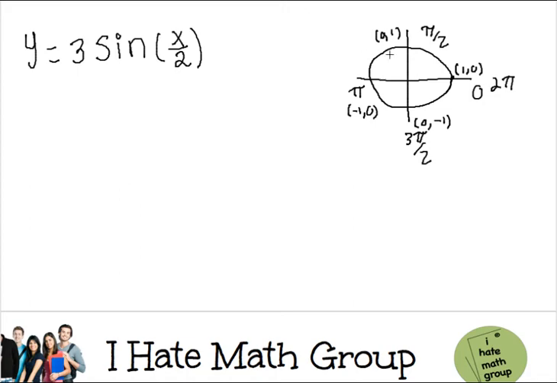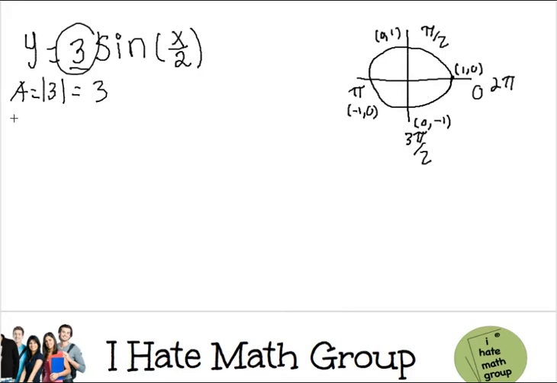Hi guys, welcome back. So in the first video we learned how to graph y equals sine of x. Now let's do something a little bit different. How do I find the amplitude? Let's start with that. Well, remember the amplitude is going to be the value that is in the front multiplying the function. In this case the absolute value of 3 is just 3.